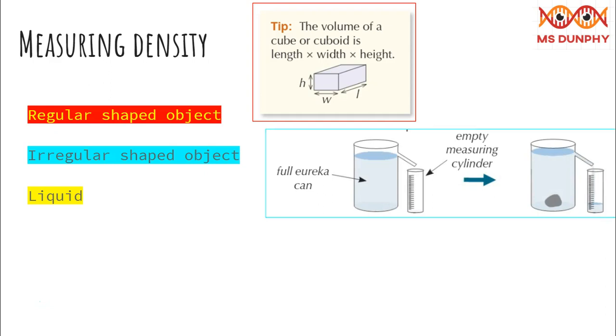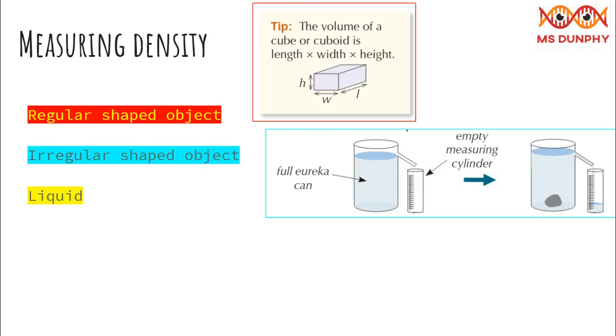A eureka can, or displacement can, is essentially a beaker with a spout. To use one, fill it with water so the water level is above the spout. Let the water drain from the spout, leaving the water level just below the start of the spout. This way, when you put your solid object in, all the water displaced will pass through the spout, giving you the correct volume. Place an empty measuring cylinder below the end of the spout.